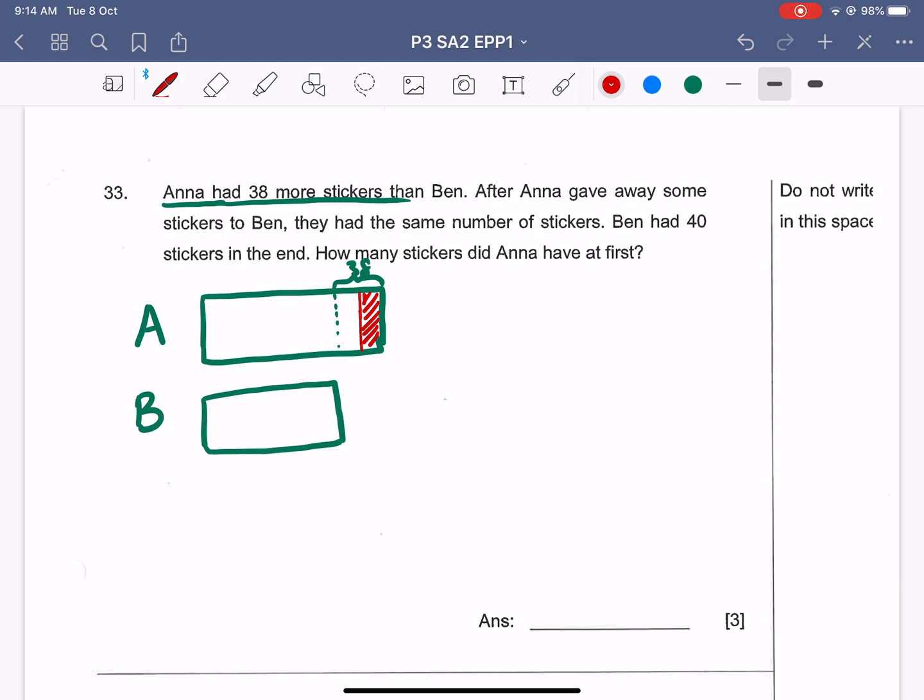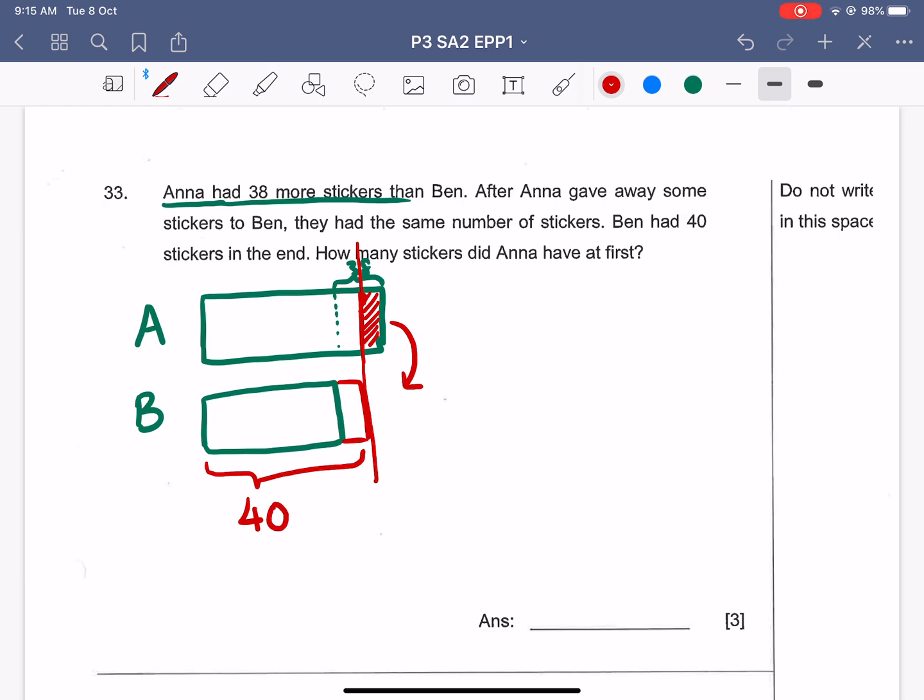Now this one in red would mean that it's going to be given to Ben, and Ben is going to receive this. Now in the end, what happened? Both of them had the same number of stickers. Look, after giving away, Anna now has this amount. Ben now has this amount. And they said that Ben had 40 stickers in the end. This is Ben, and Ben has 40 stickers in the end.